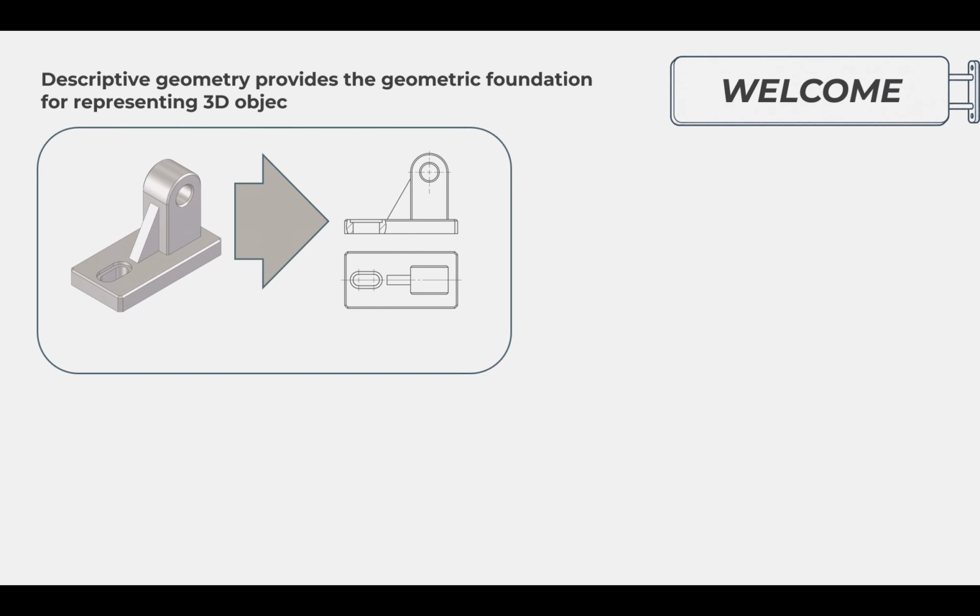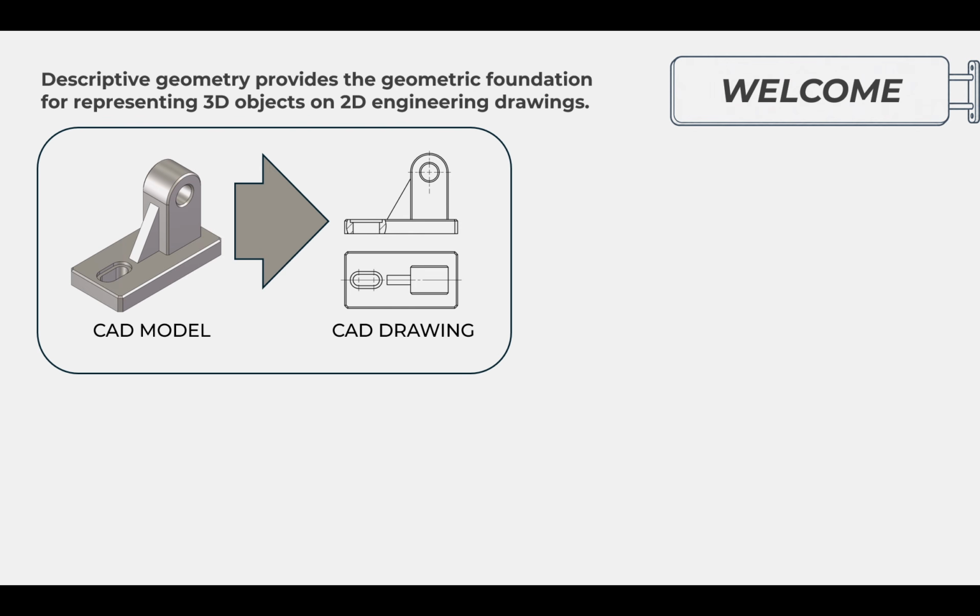Welcome to the first lecture in Descriptive Geometry. Descriptive geometry provides the geometric foundation for representing three-dimensional objects on two-dimensional engineering drawings. Although modern engineering relies extensively on CAD systems, the principles governing technical drawings remain unchanged. This course develops the methods used to represent and analyze geometry in space.